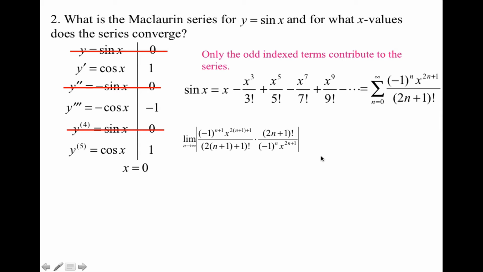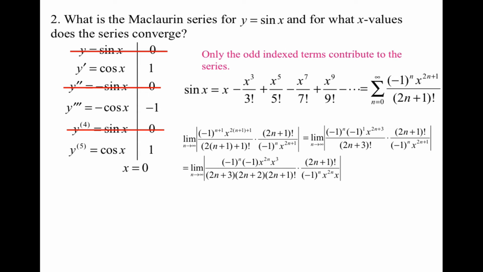Now I'm going to go ahead and set up my ratio test to find the interval of convergence, and also use exponent properties to expand out so I can cancel stuff. And I can even expand out the 2n plus 3 factorial as 2n plus 3 times 2n plus 2 times 2n plus 1 factorial, so that those will cancel. After canceling, I am left with x squared over 2n plus 3 times 2n plus 2.